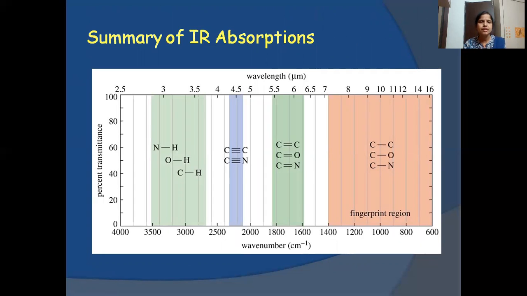So the same thing, we are representing it on the spectra here. NH, OH, CH stretching vibrations from 4000 to 3500, or that is 3000. C triple bond C, C triple bond N from 2000 to 2500, and C double bond C, C double bond O, C double bond N 1800 to 1600. And in the fingerprint region, we come across all these CC, CO, and CN.